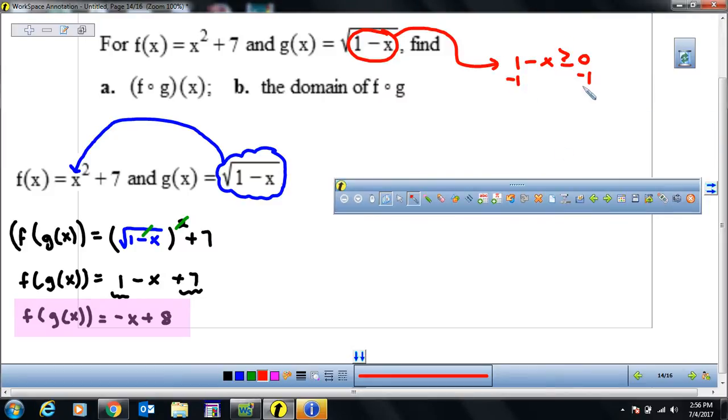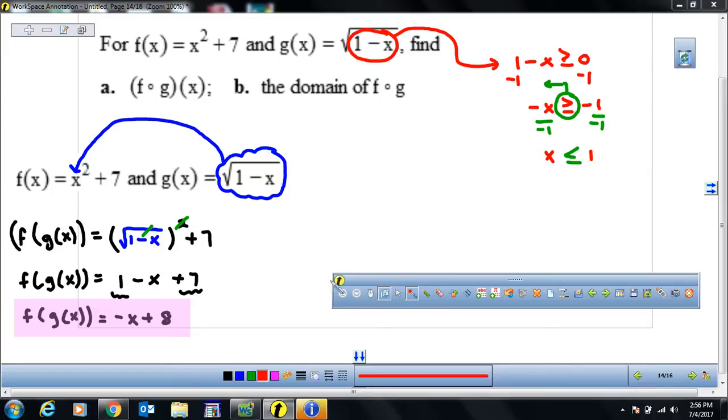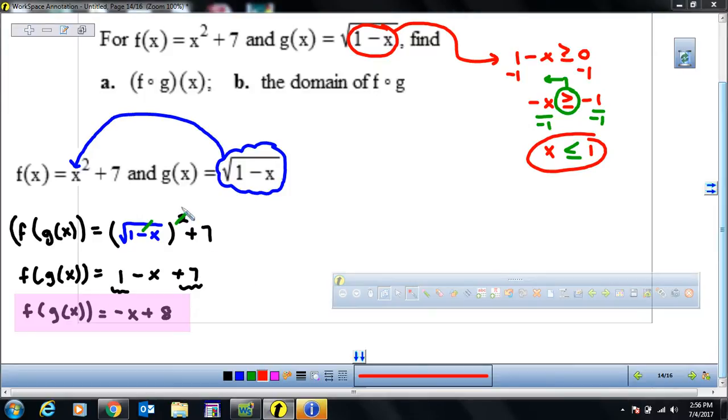So we're going to subtract 1 from both sides, so we get negative x must be greater than or equal to negative 1. And then to solve for x, we need to divide both sides by negative 1. But when we divide by a negative on both sides of an inequality, the inequality symbol switches direction. So this is going to become a less than or equal. So x is now less than or equal to positive 1. So x has to be any number less than or equal to positive 1.